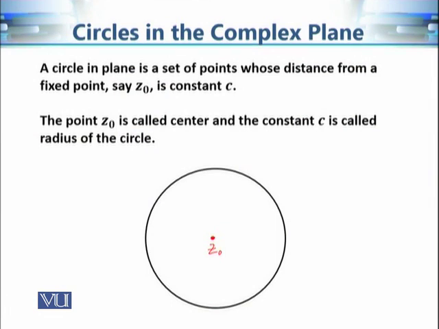A circle is a set of points in the plane whose distance from a fixed point z0 is a constant c. So in other words, if this is the point z0 and this is the distance c, then the circle is basically the set of all these points. These are all the points whose distance from z0 is equal to c. In the plane, there is no other point whose distance from z0 is equal to c apart from the points on this circle.